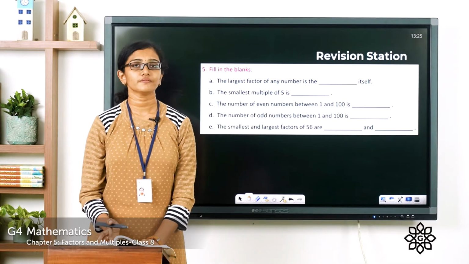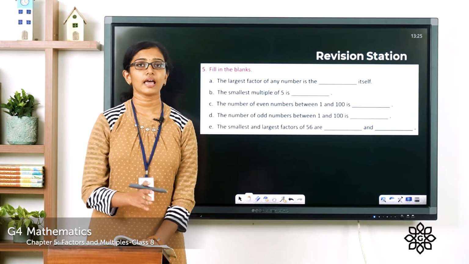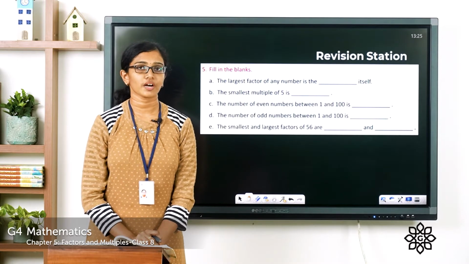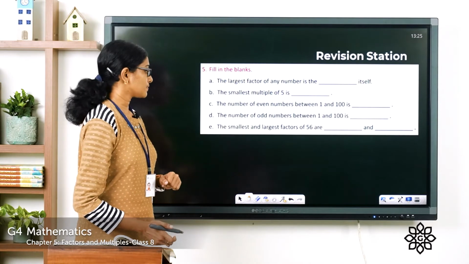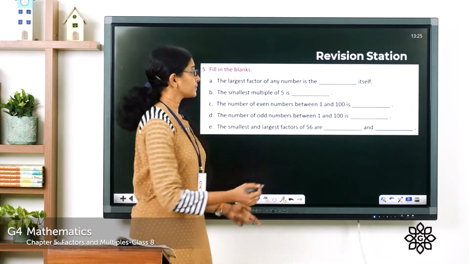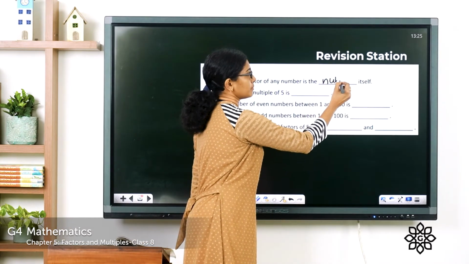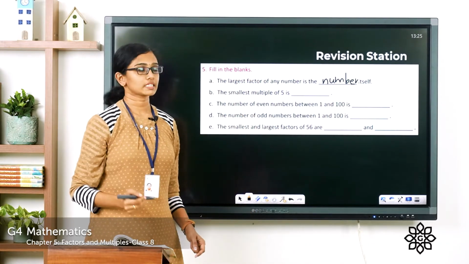And all the other factors will be numbers that will come in between this 1 and the number itself. So if that is the case, which will be the largest factor of any given number? For any given number, the largest factor will be the number itself. So what should you write here? The largest factor of any number is the number itself. You can complete these questions in your textbook itself.